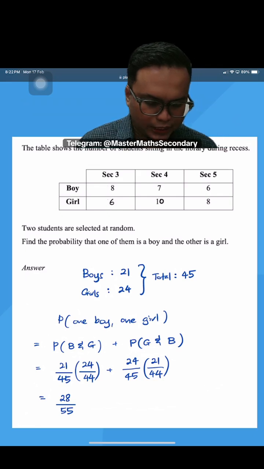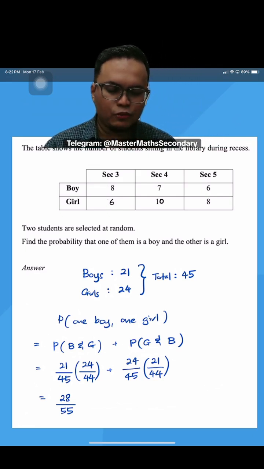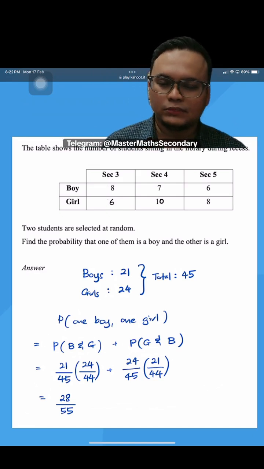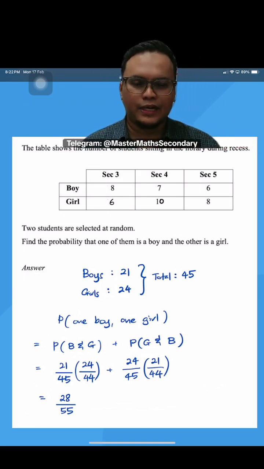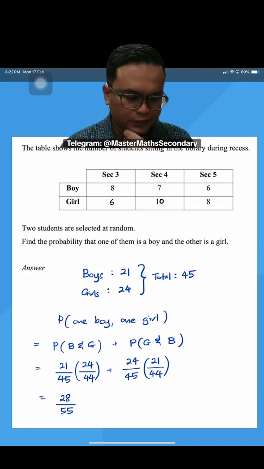Okay, so yeah, look at this carefully, guys. As I was telling you, you do have to consider multiple possible scenarios.